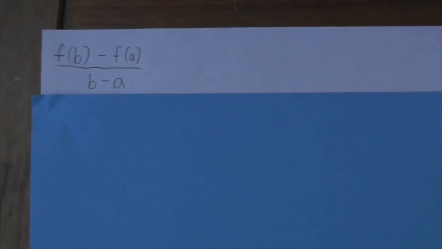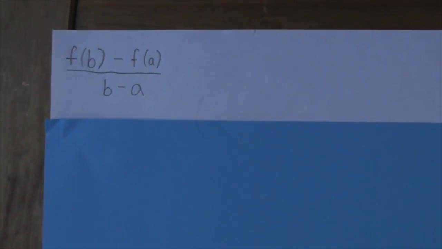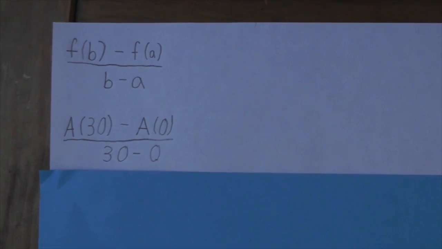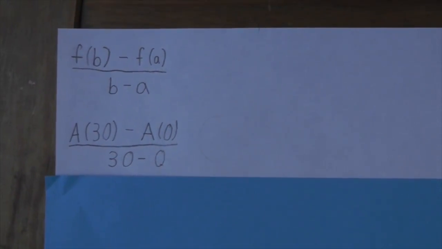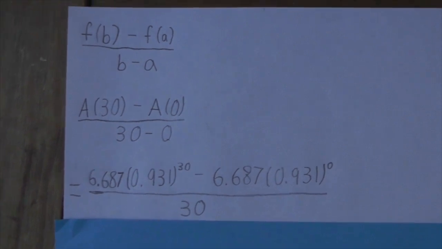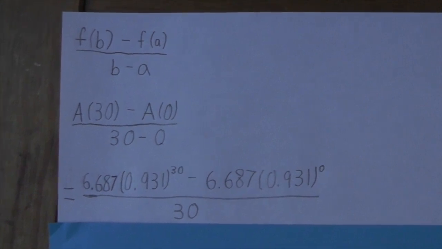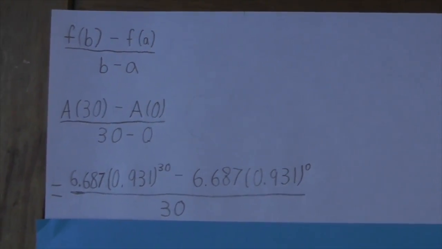To find the average change between points a and b, we use the expression f of b minus f of a over b minus a. So to find the average rate of change between t equals 0 and t equals 30, we would use the expression A of 30 minus A of 0 over 30 minus 0. So we can plug in the values 30 and 0 into A of t, and we will get 6.687 times 0.931 to the power of 30 minus 6.687 times 0.931 to the power of 0 all over 30.